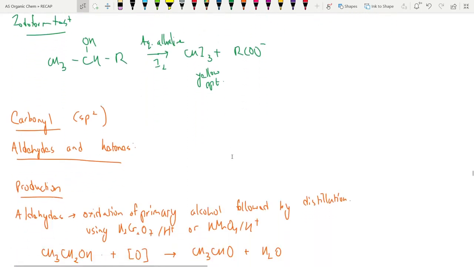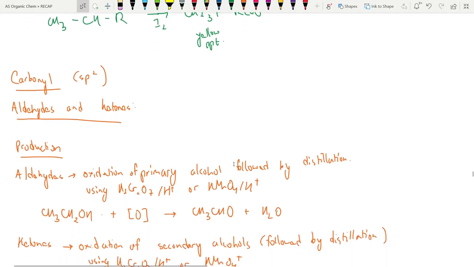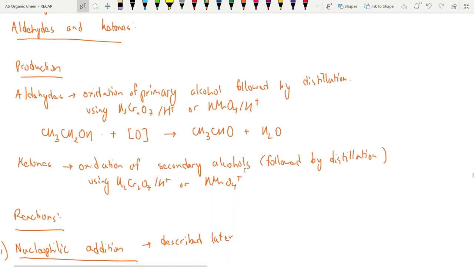So all carbonyl carbons are sp2 hybridized. There are two types of carbonyl: aldehydes or ketones. Aldehyde is CHO and ketones are CO, with R on both sides. How to produce them? Aldehydes are produced by oxidizing primary alcohols followed by distillation using acidified K2Cr2O7 or acidified KMnO4. I'm showing you the reaction here. Ketones are produced by oxidizing secondary alcohols. So here we don't need distillation because that's the only product we're going to get. But to collect it, we do need to distill it, but we don't need to do it immediately.